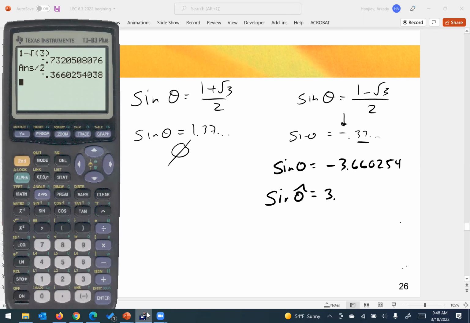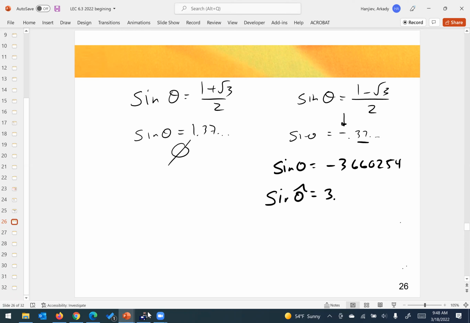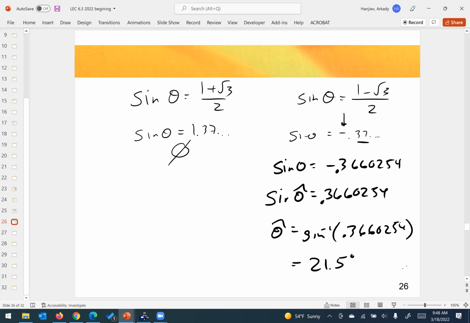Sorry guys, my point's in the wrong spot. It's this one here. 0.3660254. There it is. So now the question is, what is sine inverse of 0.3660254? Yeah, 21.47. So 21.5 degrees is my reference angle.